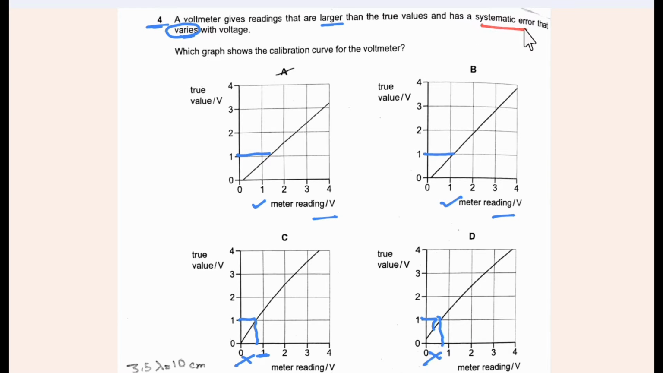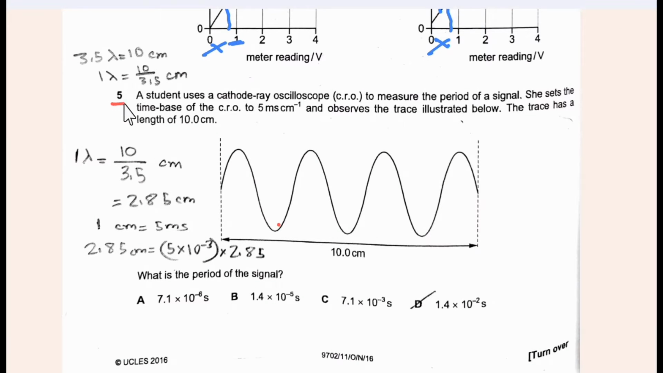Then it is mentioned that the systematic error varies. In option B, we can see that the systematic error remains constant, or the systematic error is the same. But in option A, we can see that the systematic error varies. That means when the value is 1, the reading is larger, but when the value is 2, the reading is much larger than the first value. Then when the value is 3, it is much larger than the second value. So here we can see that the systematic error varies, so the option should be A. Question number 5.